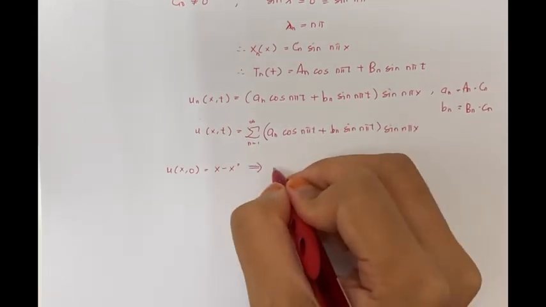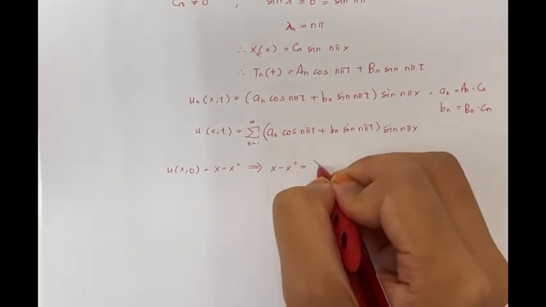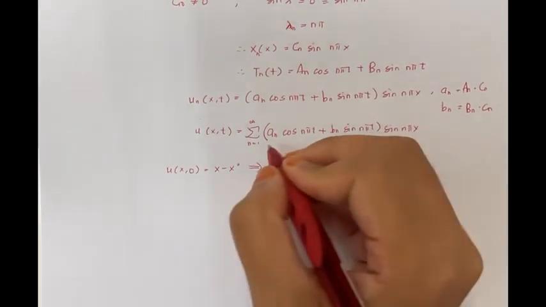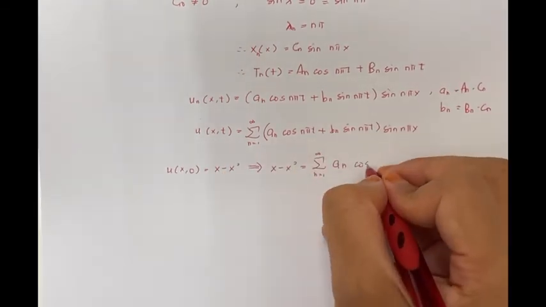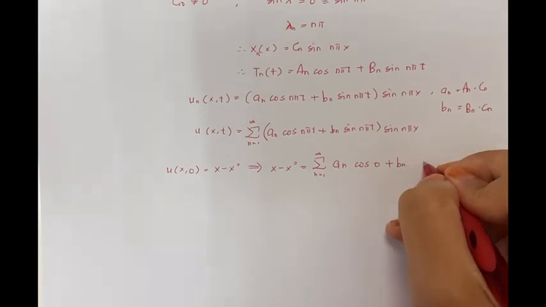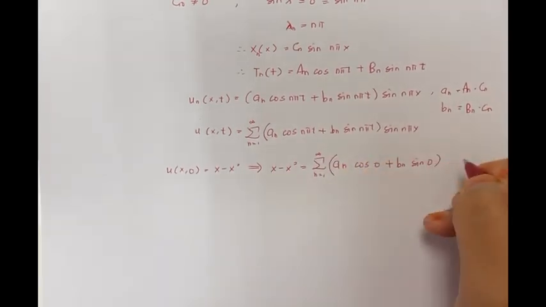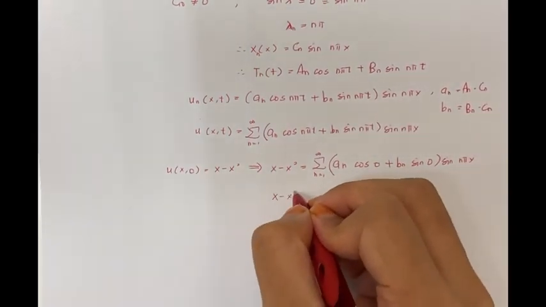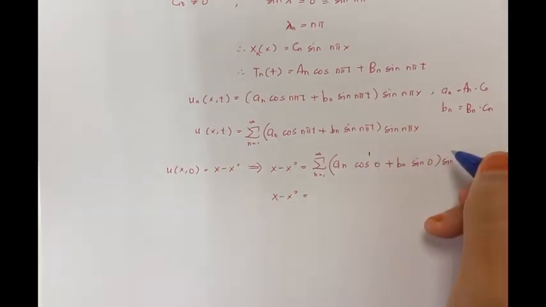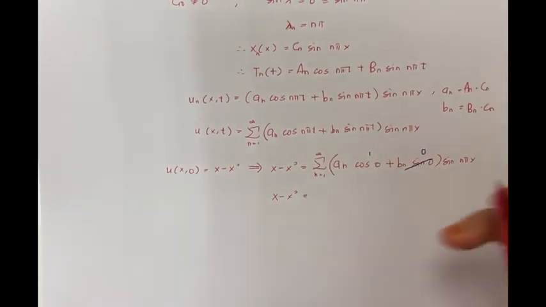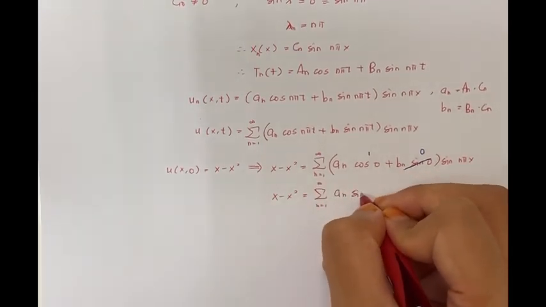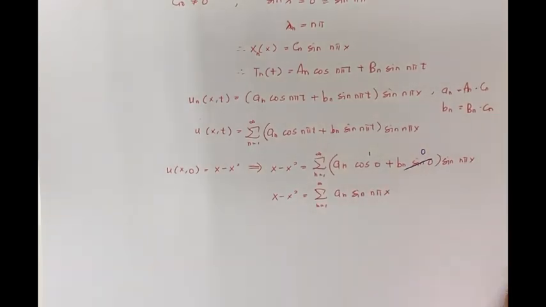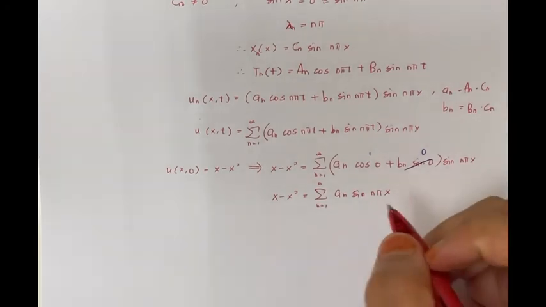For this one, you have x minus x squared is equal to summation n from 1 to infinity a_n cos n pi t when t equal to 0. So you have cos 0 plus b_n sin 0, multiply by sin n pi x. Okay, so x minus x squared: cos 0 is equal to 1 while sin 0 is equal to 0. So you just have a_n sin n pi x.